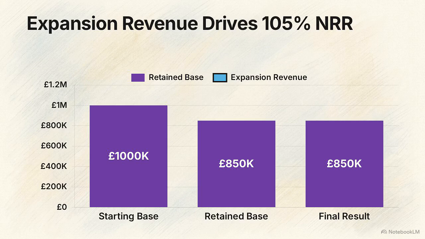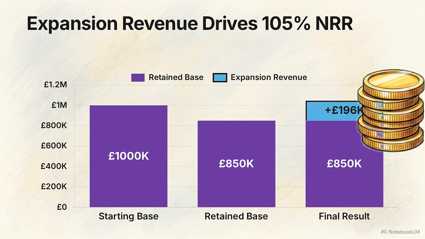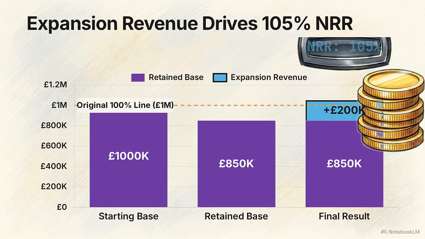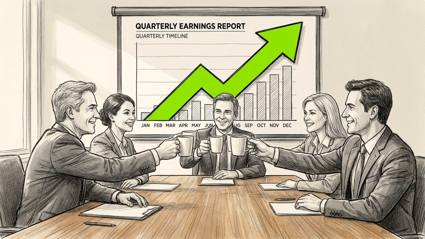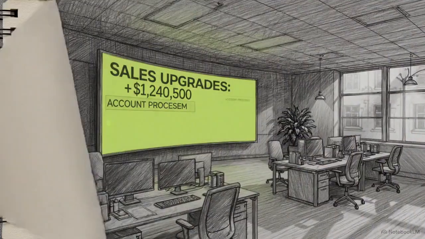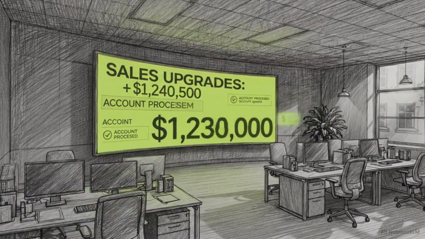Through effective account management, this hypothetical company generates £200,000 of expansion revenue from its happiest customers, stacking that value directly on top of the retained base. That expansion pushes the final revenue bar past our original £1 million starting line, up to £1,050,000. That yields an NRR of 105%. Achieving an NRR above 100% is a significant business milestone. It means your expansion revenue is completely offsetting any churn and contraction. Your existing customer base is organically growing the company, entirely independent of the sales team bringing in new accounts.